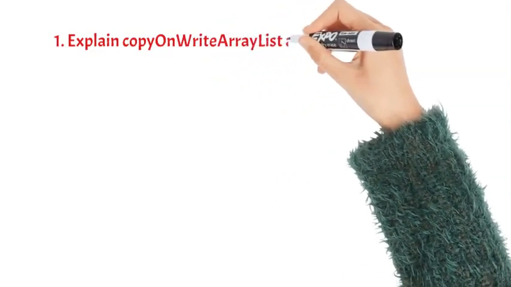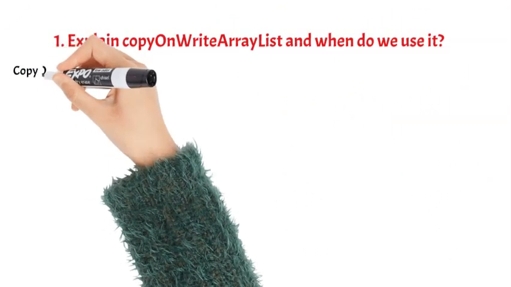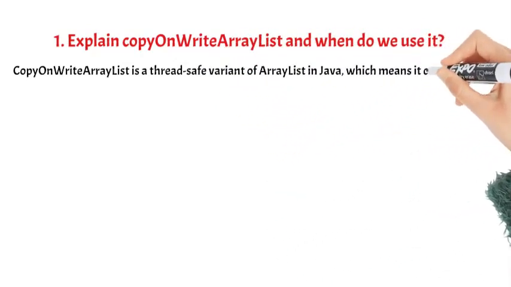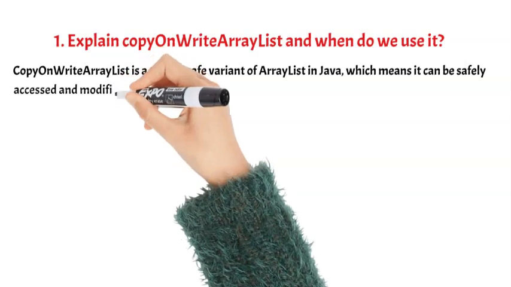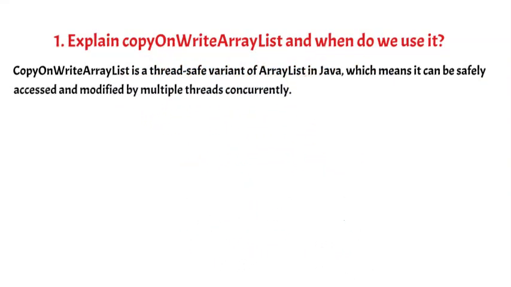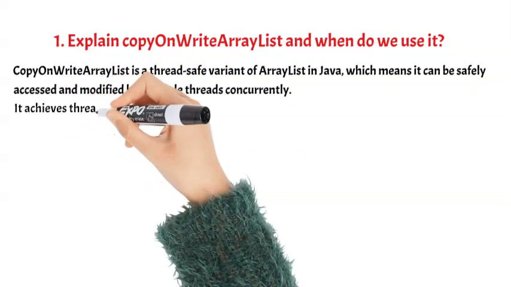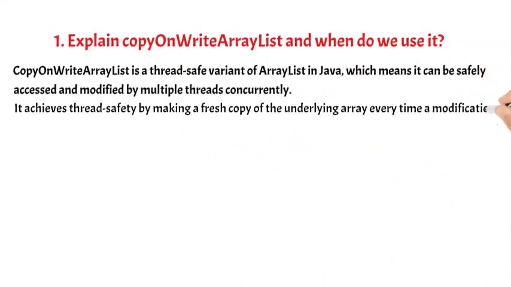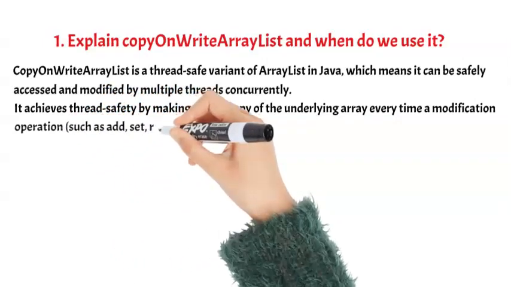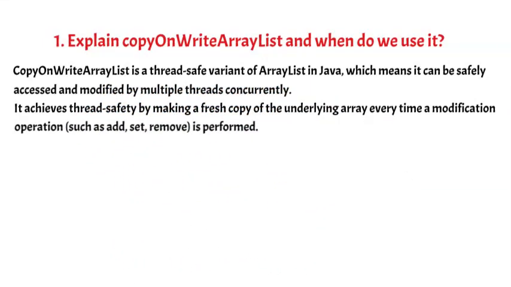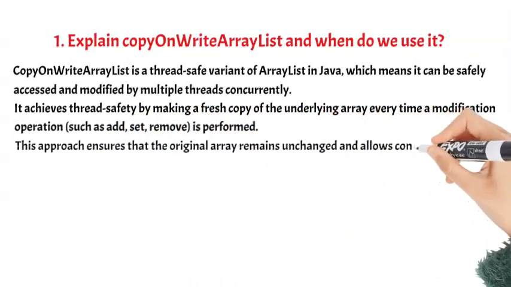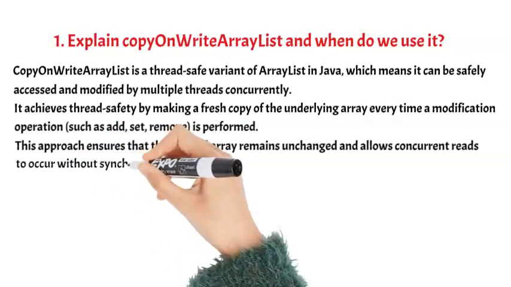1. Explain CopyOnWriteArrayList and when do we use it? CopyOnWriteArrayList is a thread-safe variant of ArrayList in Java, which means it can be safely accessed and modified by multiple threads concurrently. It achieves thread safety by making a fresh copy of the underlying array every time a modification operation such as add, set, remove is performed. This approach ensures that the original array remains unchanged and allows concurrent reads to occur without synchronization.